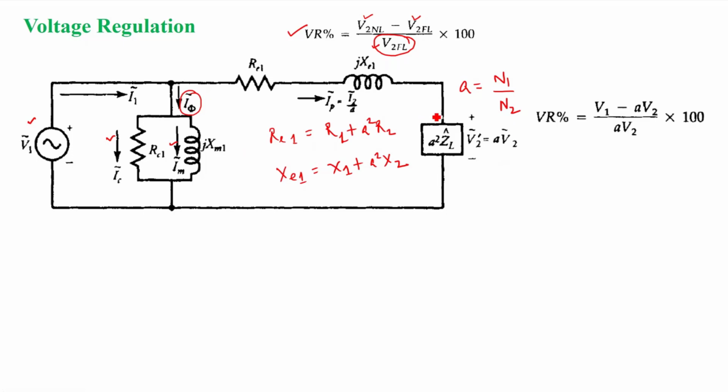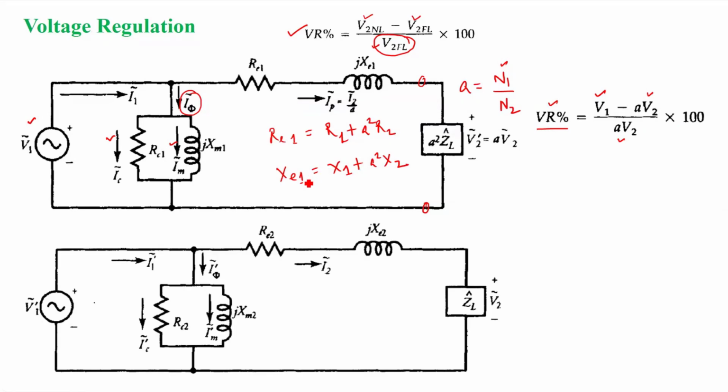Now for this particular circuit, how will we find the voltage regulation? So for this circuit, under no load condition, what is the voltage? The voltage will be V1, obviously, if we remove the load here, right? So the voltage that will appear across this will be V1 under no load condition, and under load condition it will be a V2, that is V2 dash equal to a V2. So (V1 minus a V2) by a V2 into 100 will give me the voltage regulation, right?